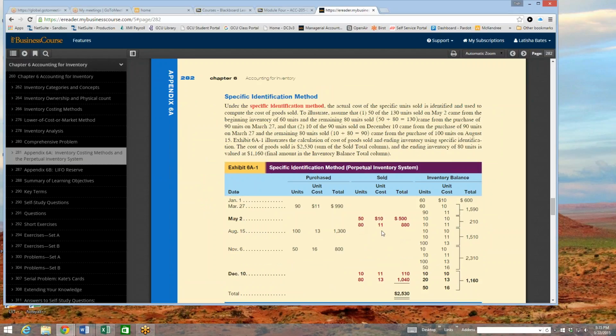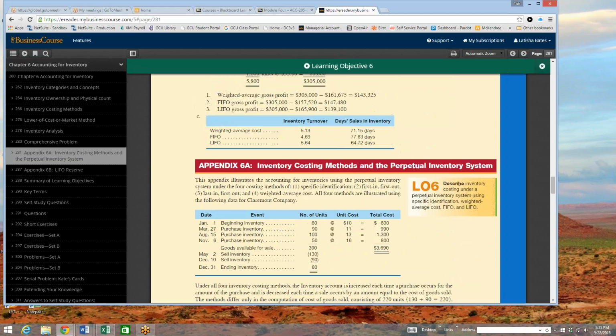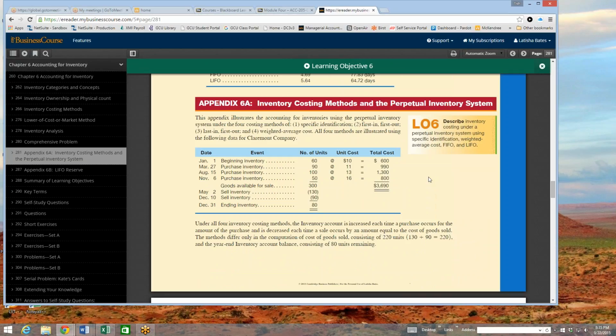The perpetual method is a little bit different. Basically, using the perpetual system under the 4 costing methods, you get the specific identification, first in, first out, last in, first out, and weighted average cost. So this is kind of explaining to you exactly how this runs down.